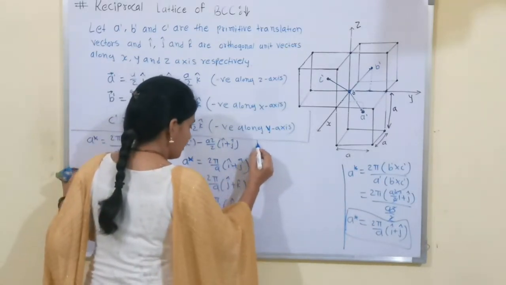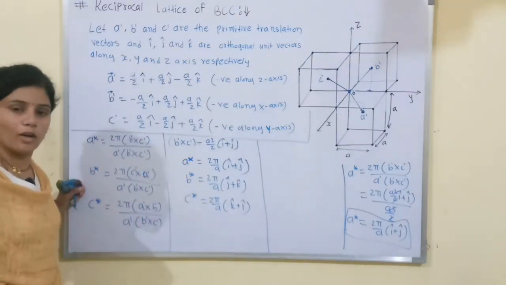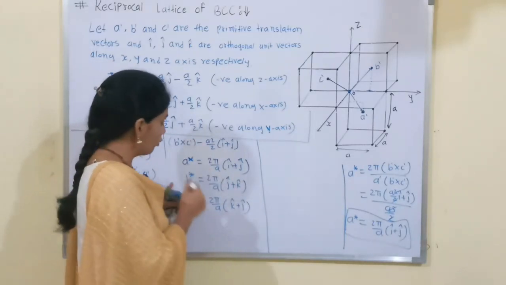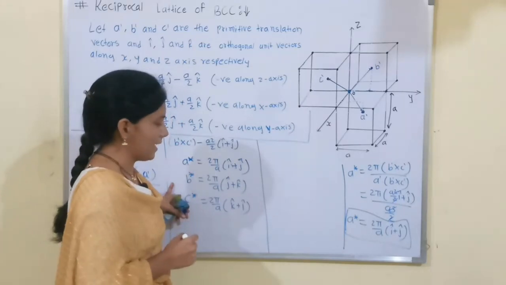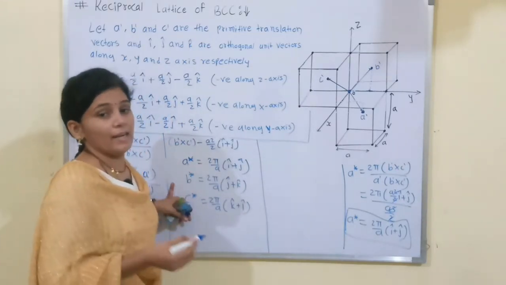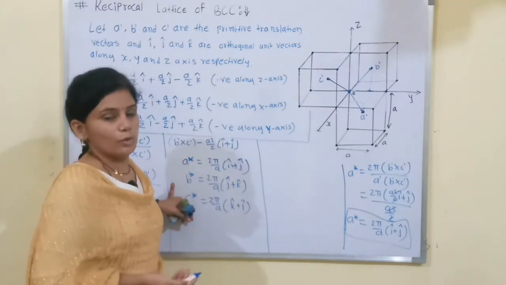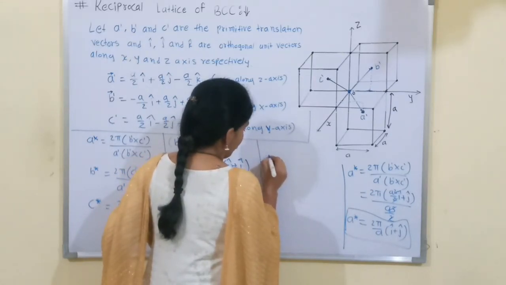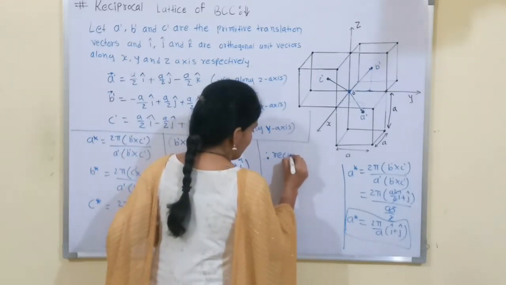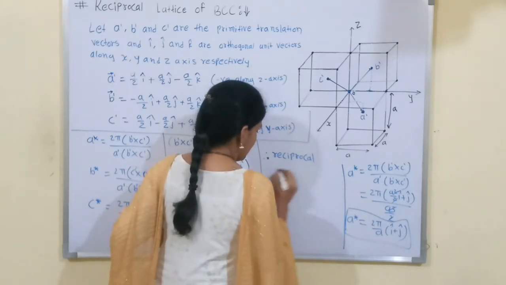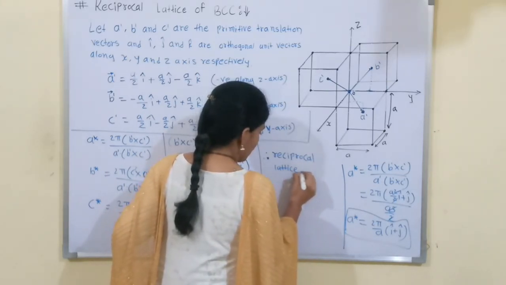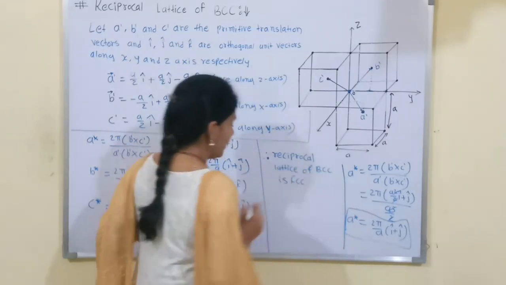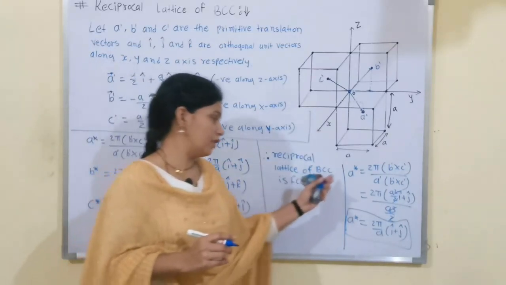Okay, this is the reciprocal lattice vector for the BCC, and if we draw the cube from this value A star, B star and C star, we will get the cube similar look like FCC cubic system. Okay, therefore we can say that the reciprocal lattice of BCC is FCC. Okay, that means the reciprocal lattice of body centered cubic is FCC.